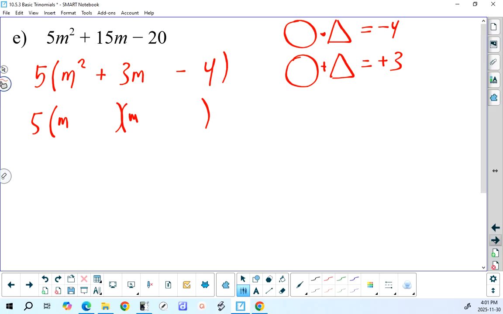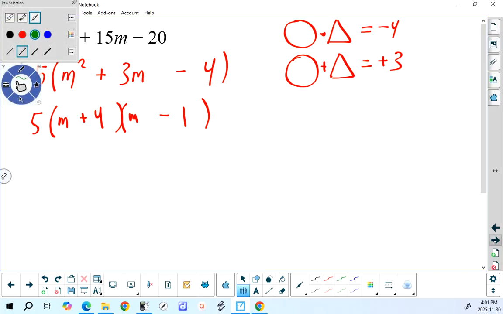All right. Well, the numbers would have been positive 4 and negative 1. When you multiply 4 by negative 1, you get negative 4, which is what we want. When you take 4 plus negative 1, you get positive 3, which is what you want, which means we're done.